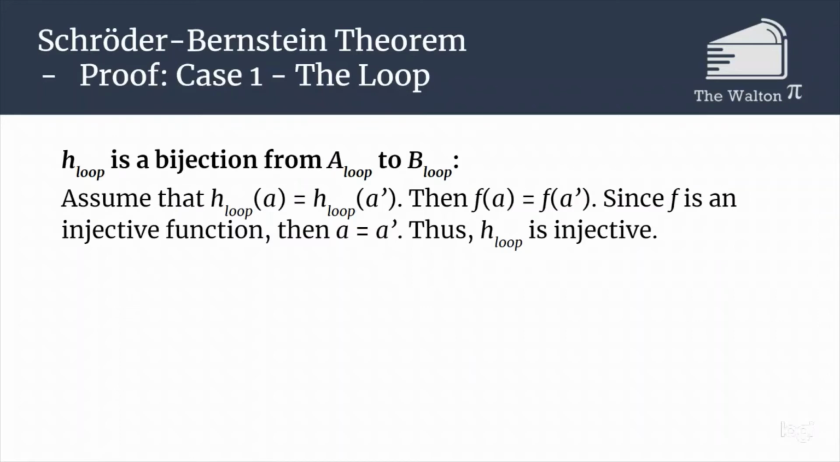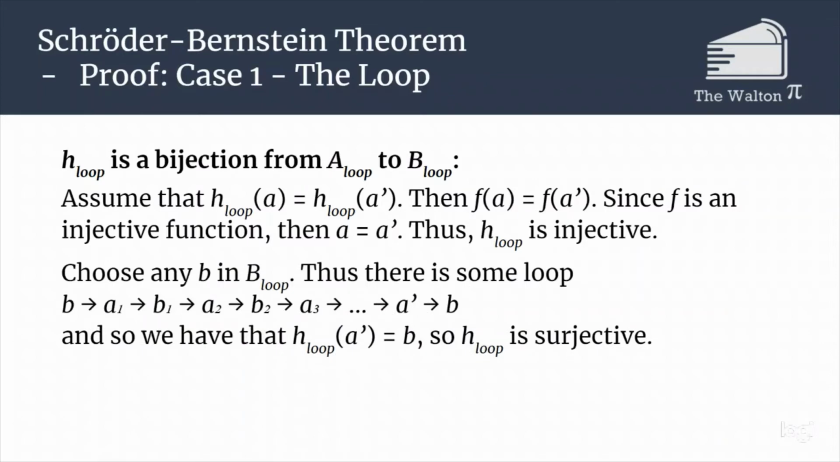But since f was injective, that tells us that A equals A prime, which tells us that H loop is injective. The other thing we have to prove to show that H loop is a bijection is that it's surjective. So start with any element B in B loop. That means there's some loop where B goes to some value A, so like B to A1, to B1, to A2, and so on, until eventually it gets to an A prime, which then maps to B.